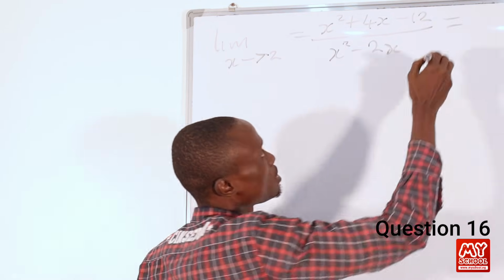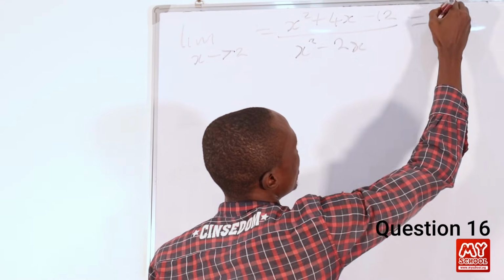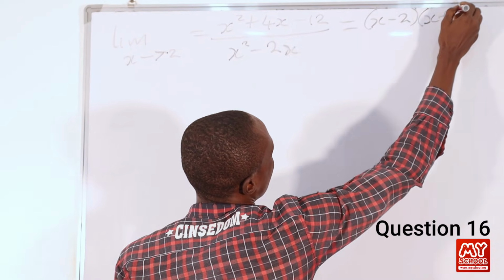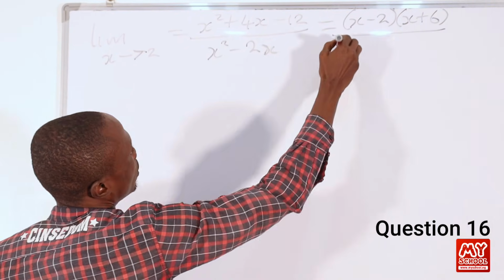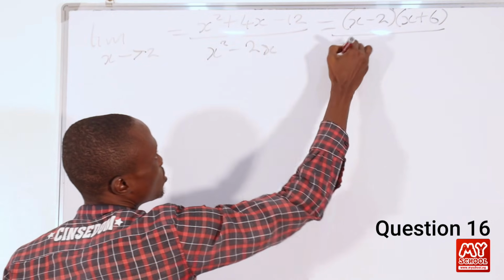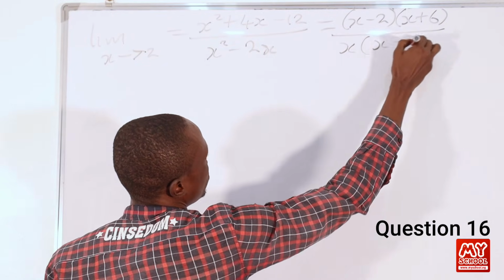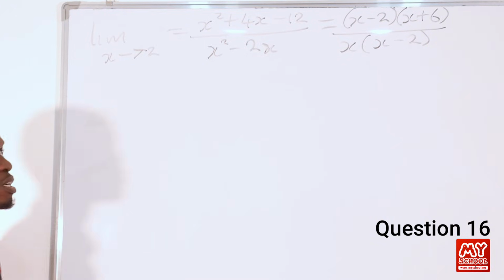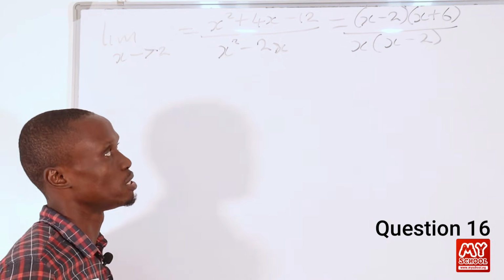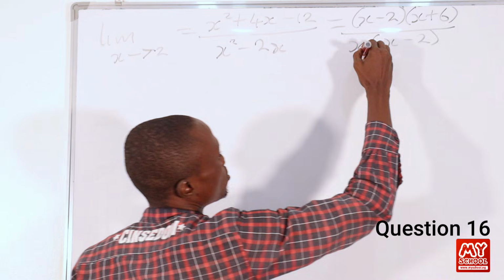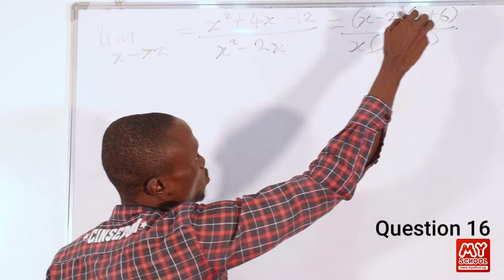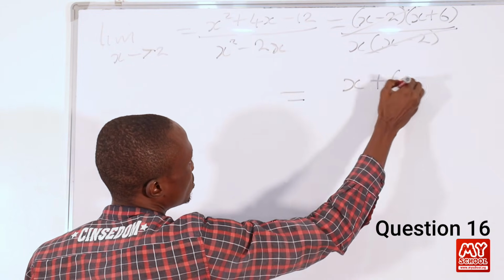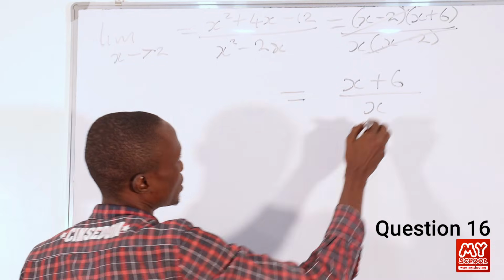Factorizing the numerator, we will have (x minus 2)(x plus 6) over, of course, the common term in the denominator is x, so this will be x(x minus 2). If you watch carefully, you discover that we have a term that is common in the denominator and also in the numerator, so we can cancel out. From x minus 2, we cancel out x minus 2, so that we have (x plus 6) over x left.